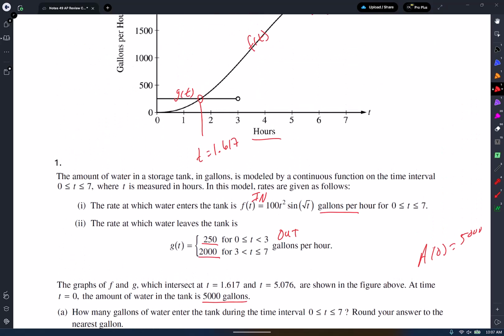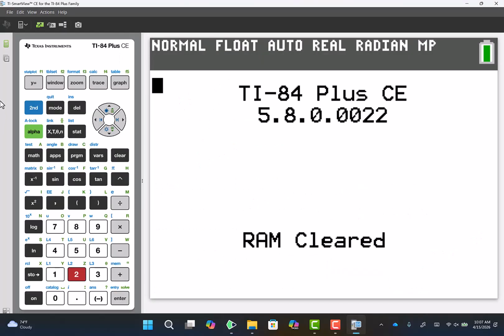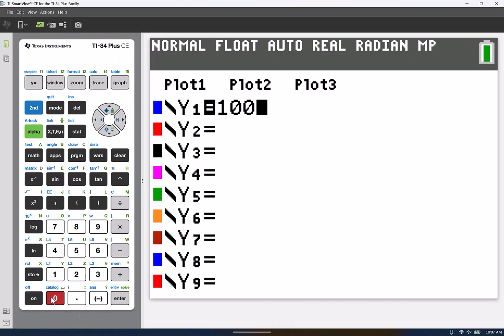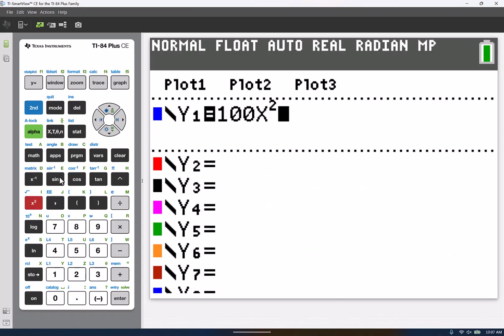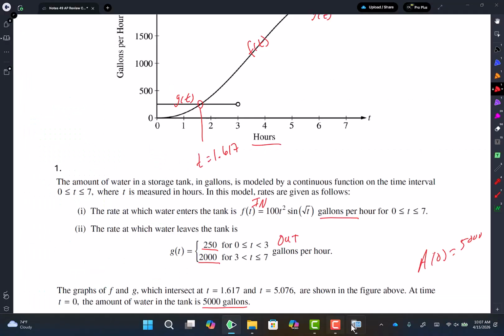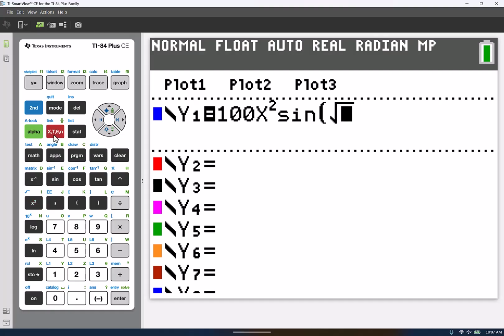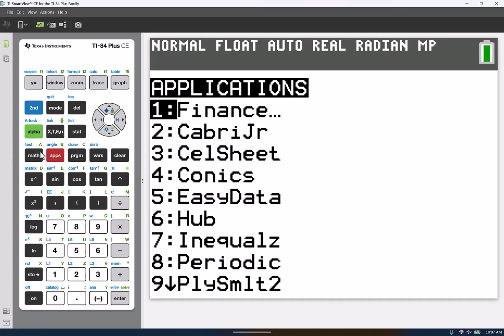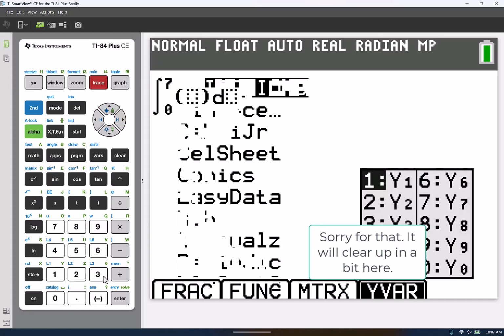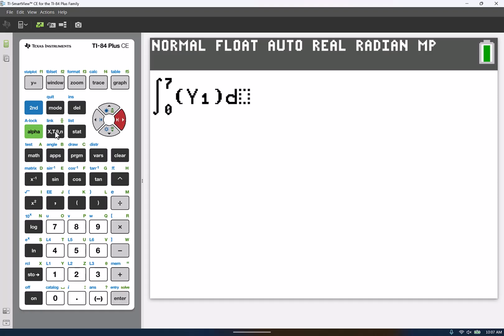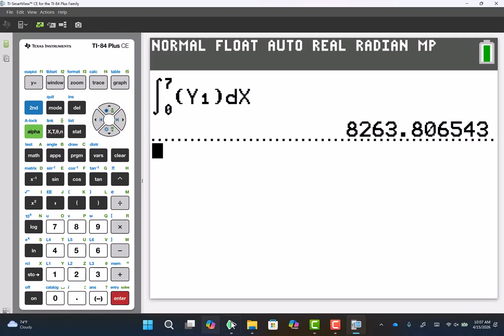Put f of t in your calculator. We're probably going to need it again and again. So y equals 100x squared sine of what? Square root of x. So there it is, 100x squared sine squared of x. Make sure you don't have any copy errors. And I'm just going to go math, number 9, 0 to 7 of my y1, alpha trace, y1. Do not use calculator language. Do not use y1 on your booklet or in any exam.